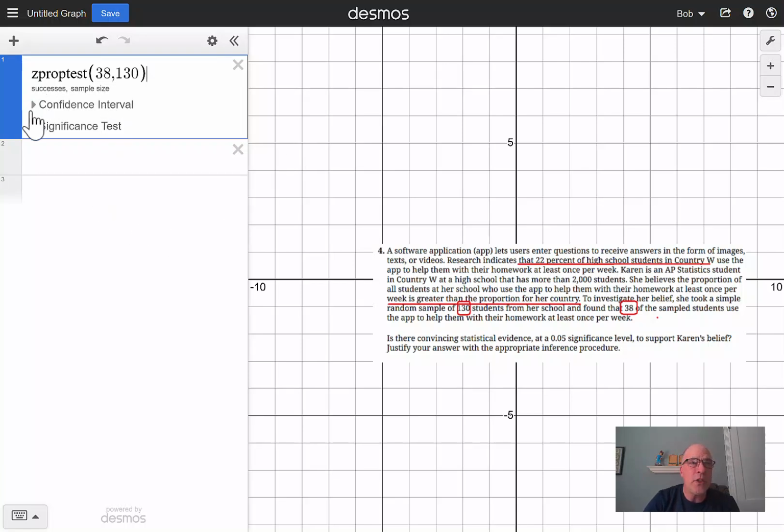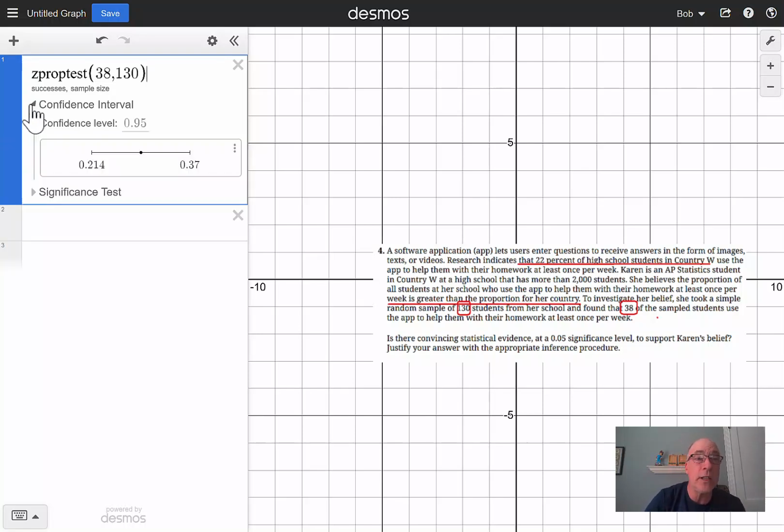And I have some choices here, confidence interval or significance test. Now, certainly we're doing a significance test here, but while we're here, let's take a look at the confidence interval. If I needed it, I could get the 95% confidence interval. I see the 2 endpoints here, and I can even change this level if I like to be maybe a 90% confidence interval and explore what happens to the width of the confidence interval with different confidence levels. But here we're doing a significance test. Let's take a peek here.